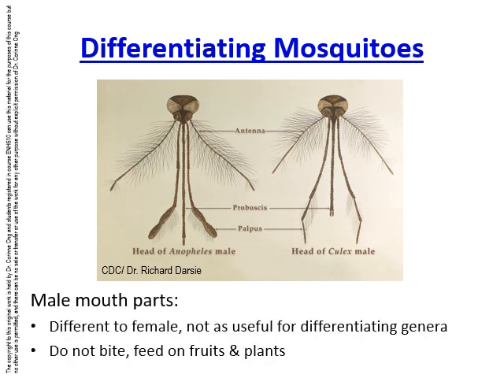Male mosquitoes have different mouthparts to females because they don't bite to take blood meals. They are vegetarians and feed on fruits and plants. You won't need to differentiate between male and female mosquitoes for labs, but you can see that male mosquitoes have antennae that are covered in fine, feathery, hair-like structures.